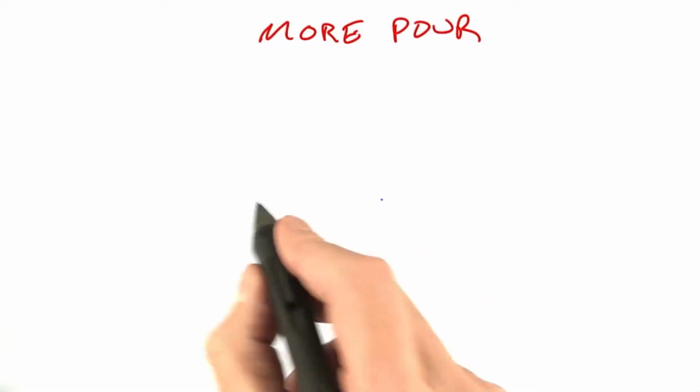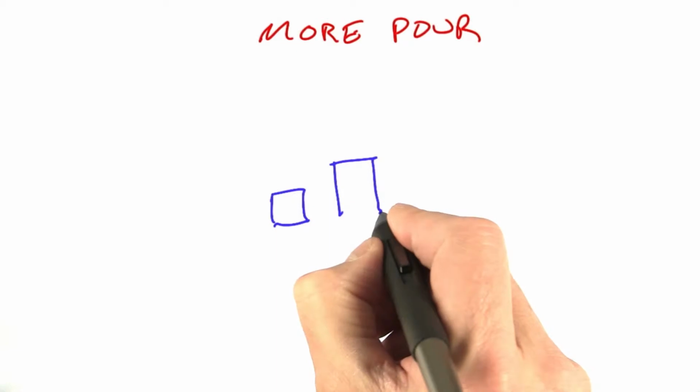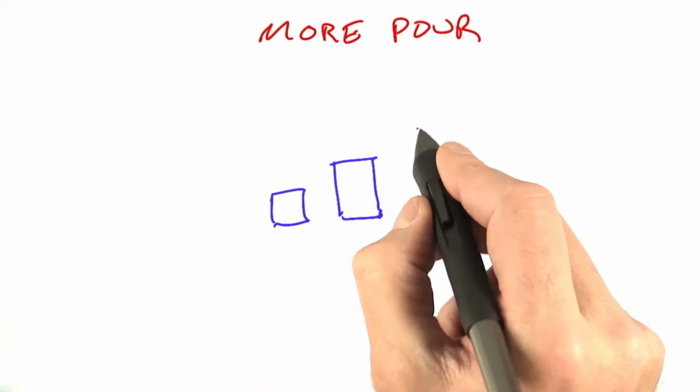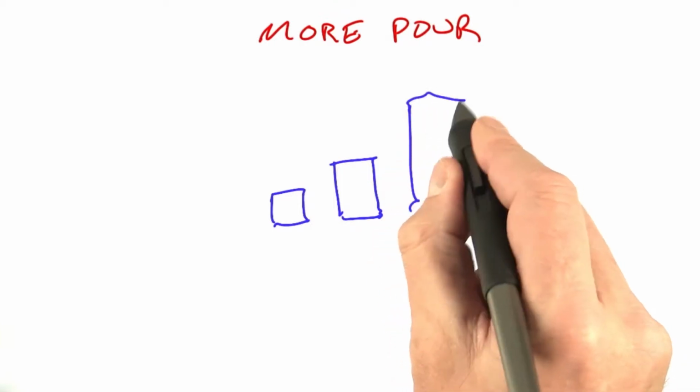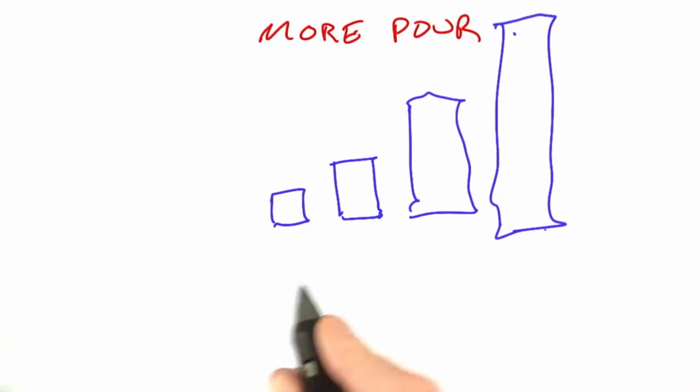This homework I call more pour. So we did the glass pouring example where we had two glasses and we could pour between them. And we're going to do the same thing here, except we're going to allow an arbitrary number of glasses. And so, for example, here I've drawn four of them.